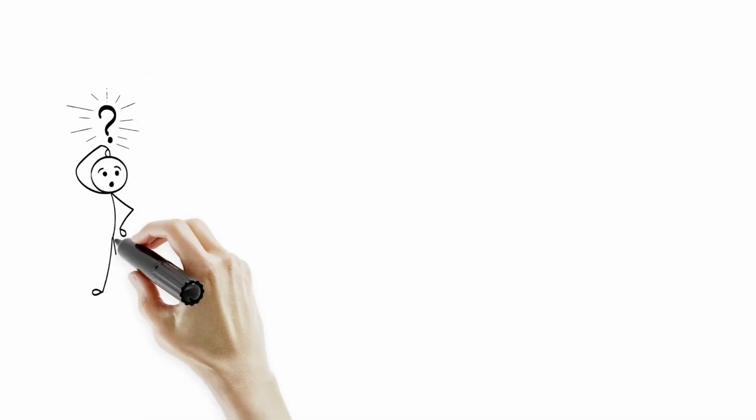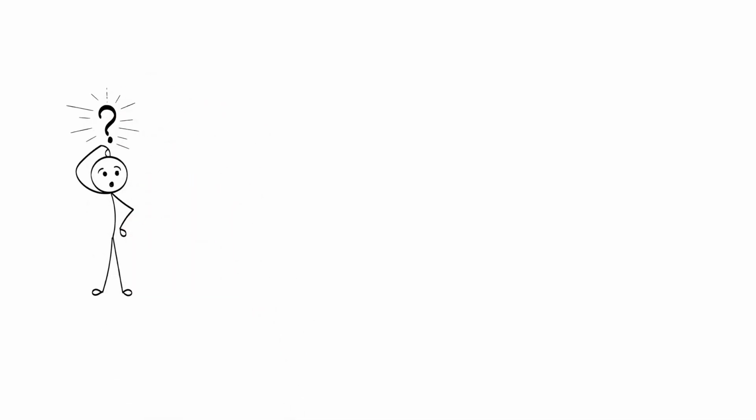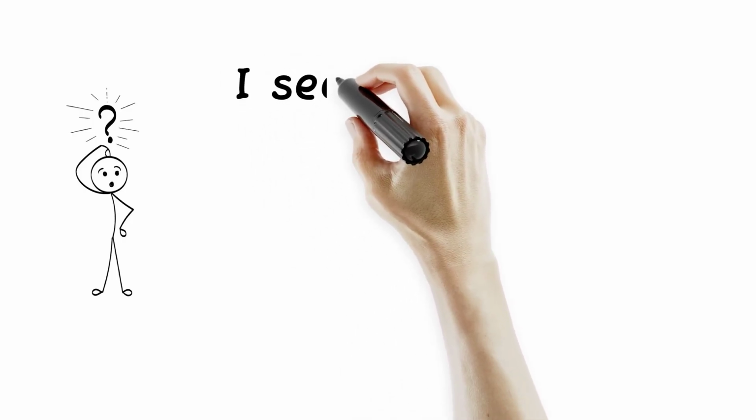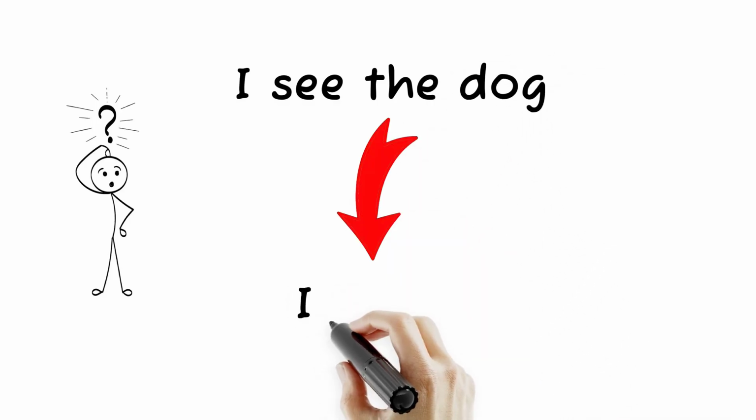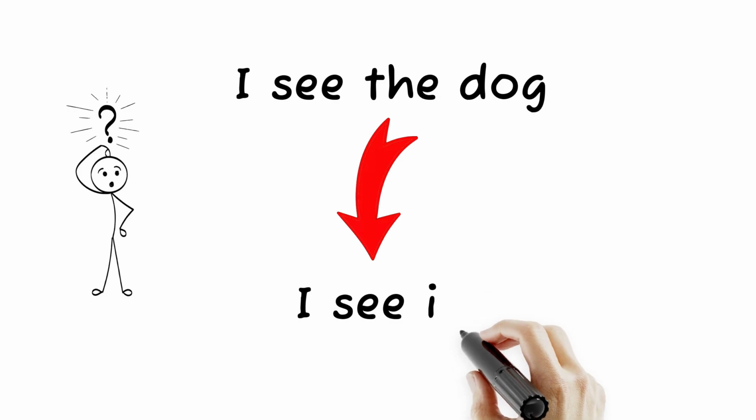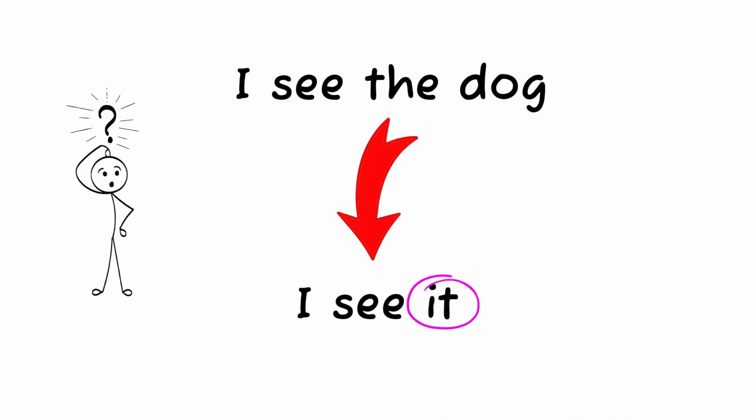So a direct object pronoun is a word that replaces the noun that is receiving the action of the verb so that you don't have to repeat the noun. So for example, in English, you might say, I see the dog. The dog is the direct object of the verb see, and we want to replace it with a pronoun. So it would become I see it. The it replaces the noun dog.